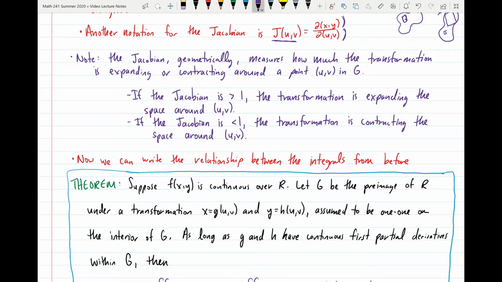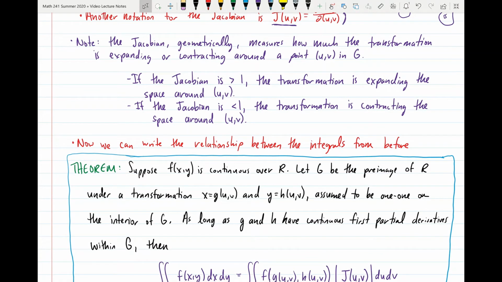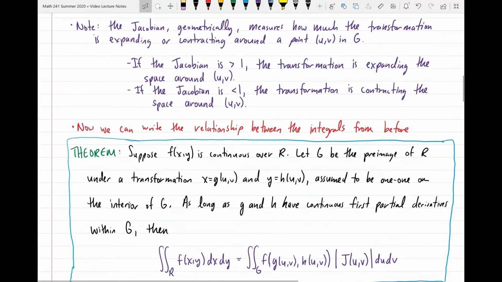So it'll take the area of, say, a parallelogram formed by basis vectors and show you how that area is changed once you go through the transformation. And you can think about that as an expansion or a contraction of space, but again, that's not really important to Calc 3, just in case you're interested.